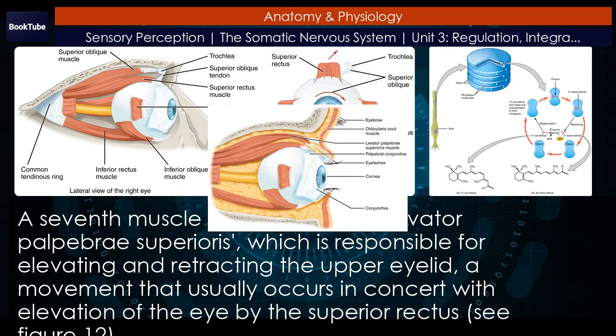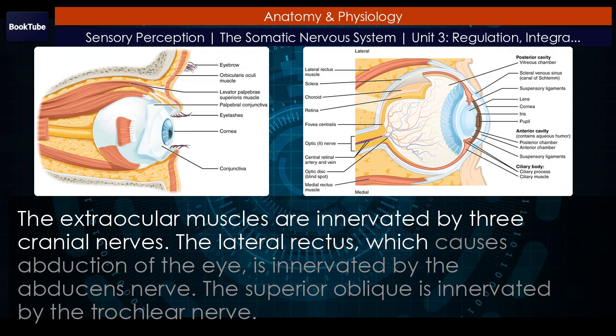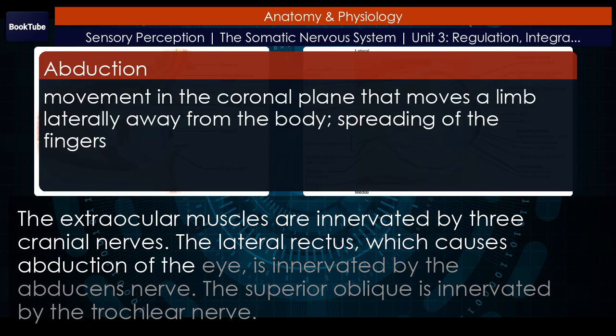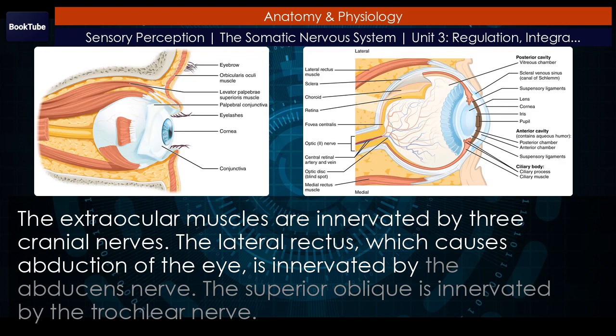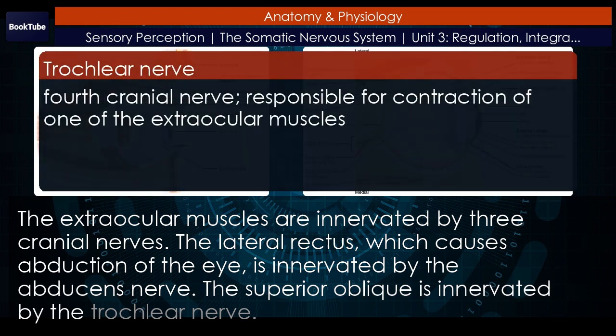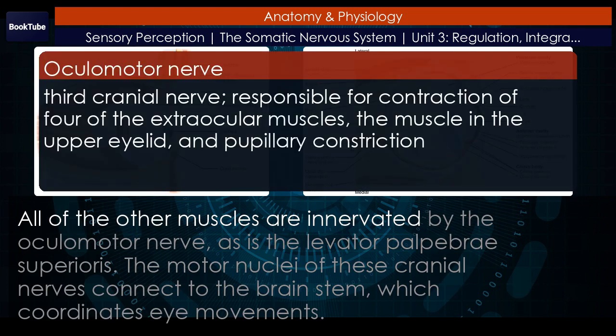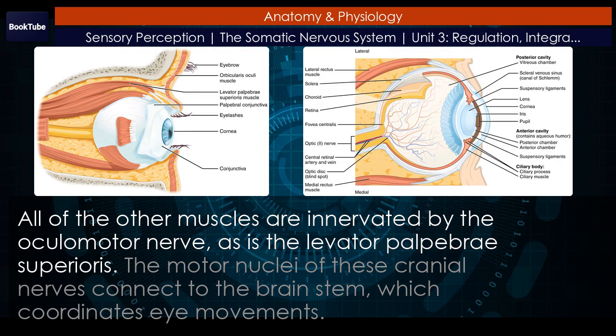See Figure 12. The extraocular muscles are innervated by three cranial nerves. The lateral rectus, which causes abduction of the eye, is innervated by the abducens nerve. The superior oblique is innervated by the trochlear nerve. All of the other muscles are innervated by the oculomotor nerve, as is the levator palpebrae superioris. The motor nuclei of these cranial nerves connect to the brainstem, which coordinates eye movements.